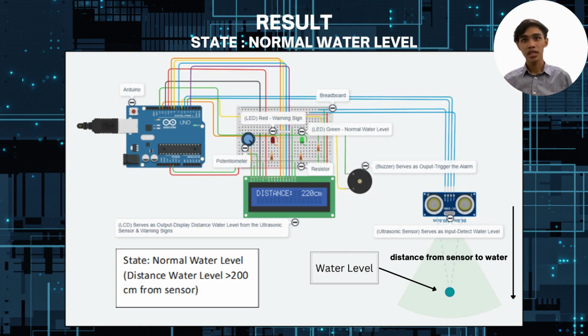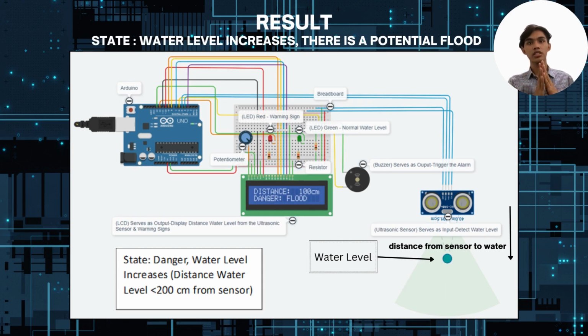Here are the results. This is the state of our system if the water level of the river has not increased yet, meaning the area is still safe and sound. The green light will indicate the water level does not exceed the danger alert yet, as it's still 2 meters away from the sensor. As you can see in the slide, the LCD displays the distance of the water from the sensor, which is 220 cm, equivalent to 2 meters and 20 centimeters.